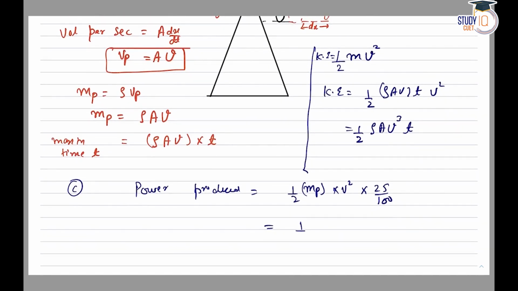On solving this, we have 1 by 4 into 1 by 2, where mass per unit time can be written as rho A v. So this is mass per unit time into v square, and from this we have v cube. So finally the power produced comes out to be 1 by 8 rho A v cube.